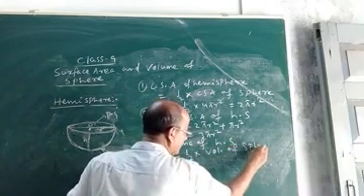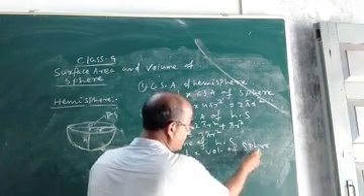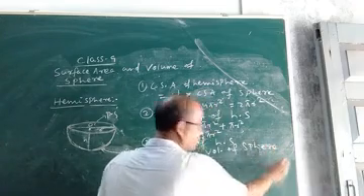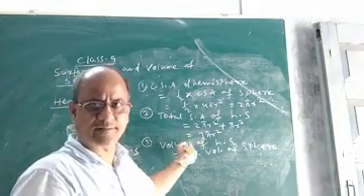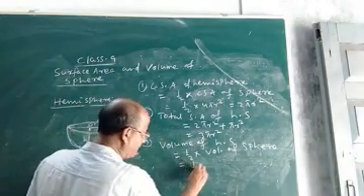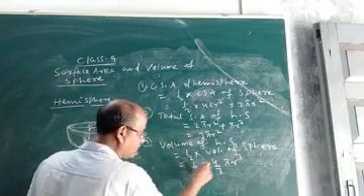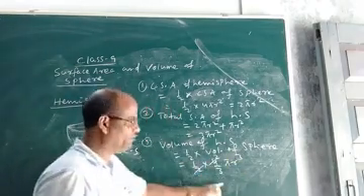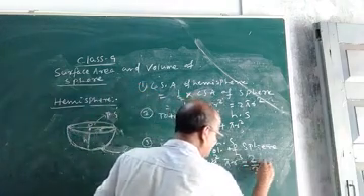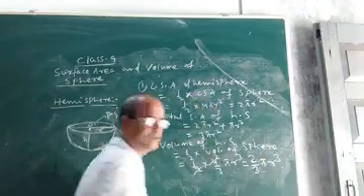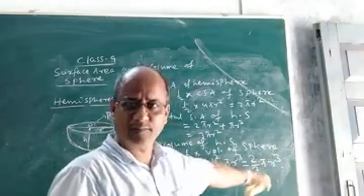What is the volume of a sphere? I said it is 4 by 3 pi r cube, which I derived earlier. So it will be half into 4 by 3 pi r cube. Now you do the cancellation, it will be 2. So 2 by 3 pi r cube will be the volume of the hemisphere.